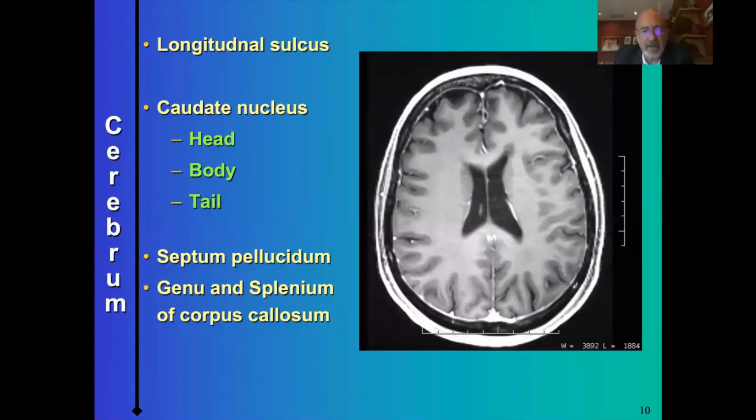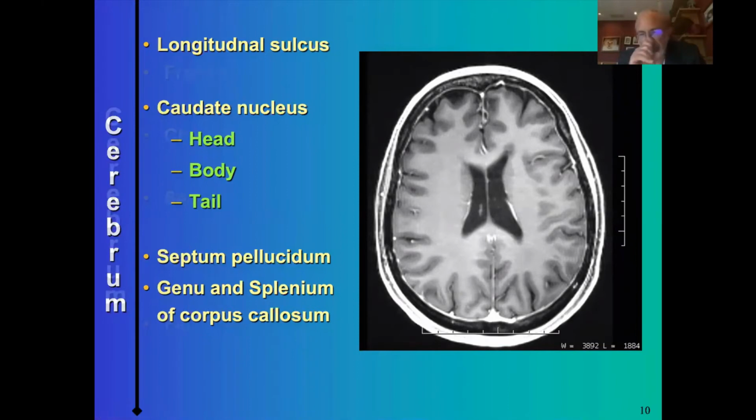Going from anterior to posterior, get my little cursor back, you have right over here three divisions of the caudate. The one that's going to be the most dominant is along the anterior portion, or anterior horns of the lateral ventricles, called the head, mid portion, body, posterior portion, tail. So you have the three divisions of the caudate nucleus. You have genu, you have splenium, you have over here septum pellucidum, and then the two lateral ventricles. That basically stands out as the key landmarks in that portion of the cerebrum.